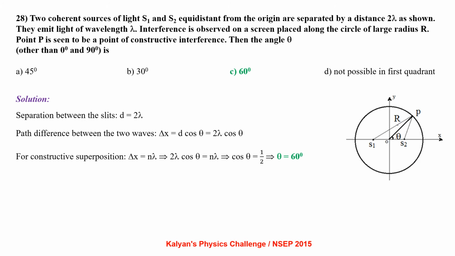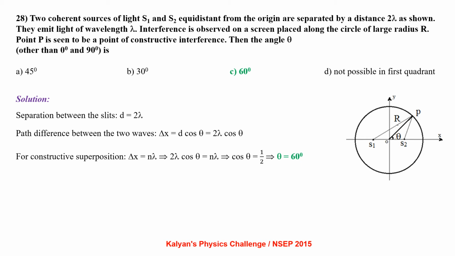Two coherent sources of light S1 and S2, equidistant from the origin, are separated by a distance 2 lambda as shown. They emit light of wavelength lambda. Interference is observed on a screen placed along the circle of larger radius capital R. Point P is seen to be a point of constructive interference. Then the angle theta, other than 0 and 90, is?